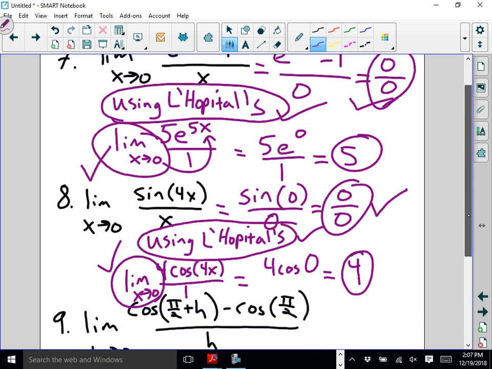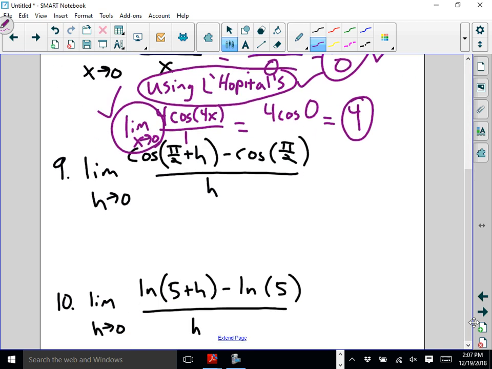Okay, number 9 is just a little bit different because I'm using h instead of x, but whatever, no problem. h is now my variable. I'm going to plug in 0 for h. When I do that, I get cos pi over 2 plus 0, which is pi over 2, right? Minus cos pi over 2 over 0. So I get 0 over 0.